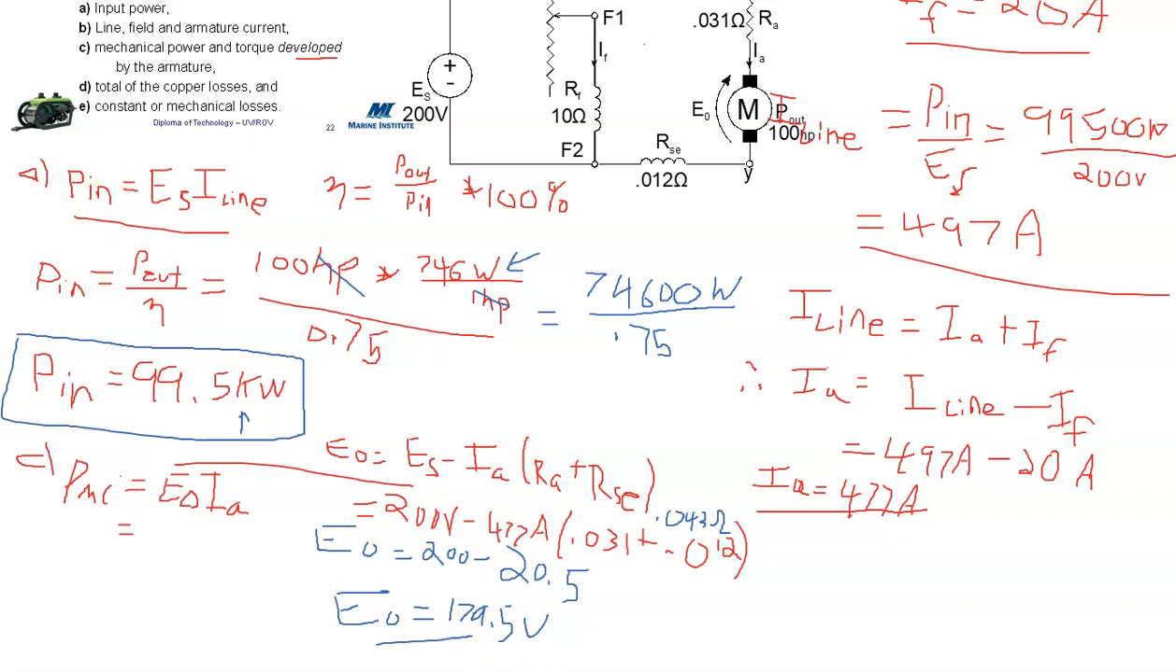So now back to PMI, and so now we have 179.5 volts, and our IA was calculated as 477 amps, and so the power developed by the armature, PMI, was equal to, and that calculation comes out to be 85.6 kilowatts.